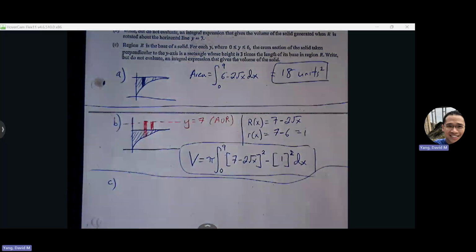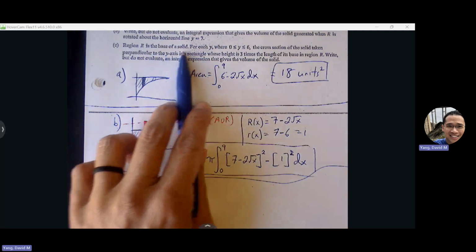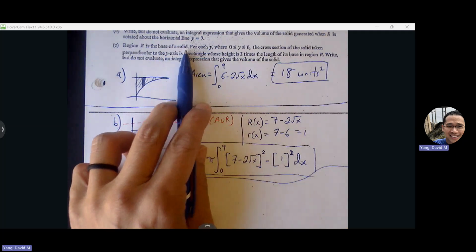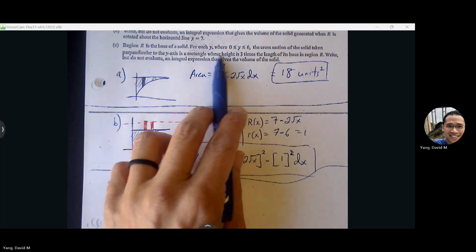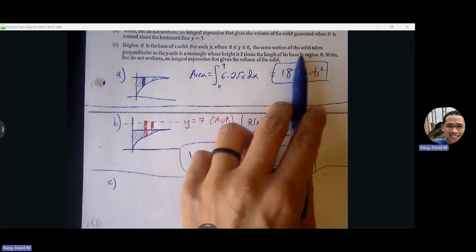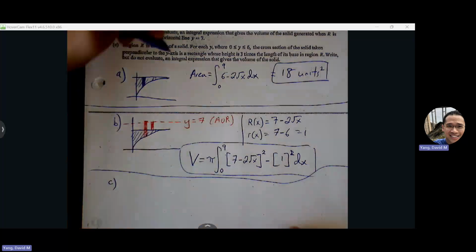Part C, any questions so far? Region R is now the base of a solid, so now we're doing volume by cross-section here. For each y, the cross-section of the solid is taken perpendicular to the y-axis.